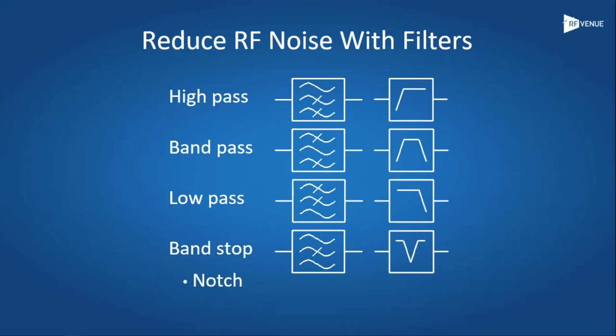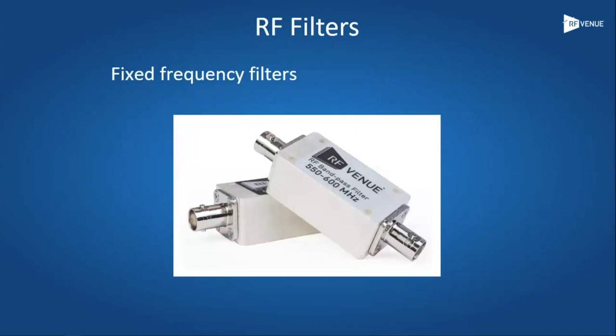I also wanted to mention, I always recommend bandpass filters inserted between receive antennas and RF over fiber sending units. RF over fiber units, it's so easy to blow them up. It's so easy to overload them. Filters really help with that. You can use fixed frequency filters. They're inexpensive, simple, and small.